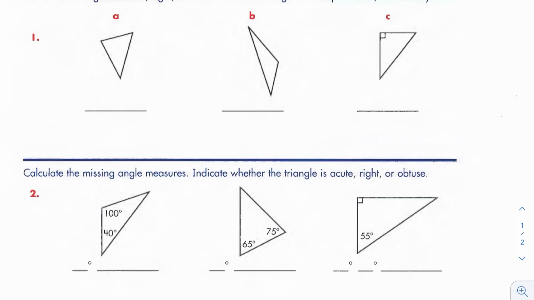Then you will indicate whether the triangle is an acute, right, or obtuse. Again, there is one of each of these. You will not duplicate answers. There is one acute triangle, one right triangle, and one obtuse triangle.